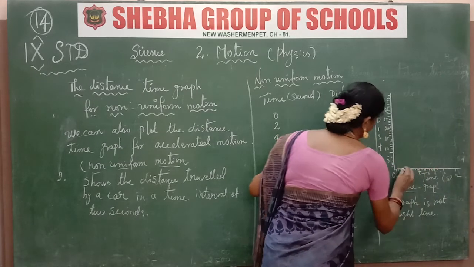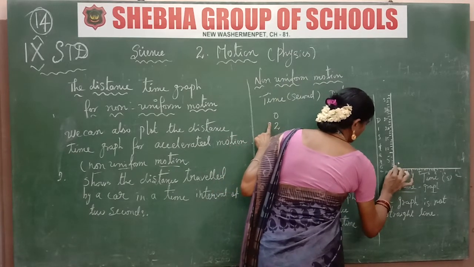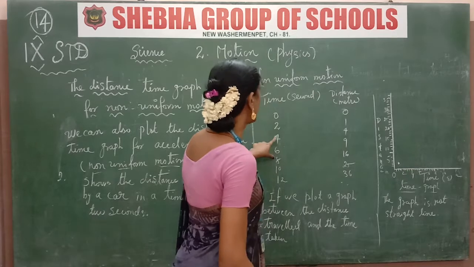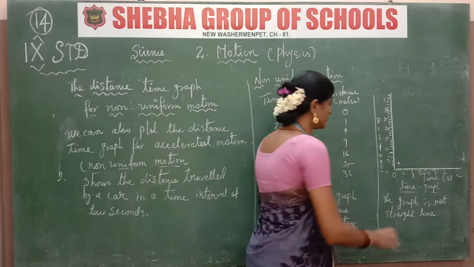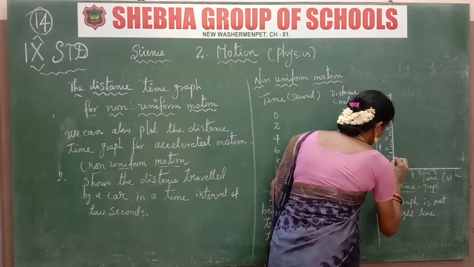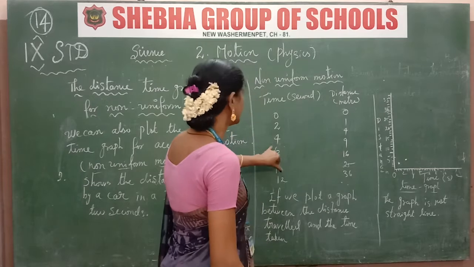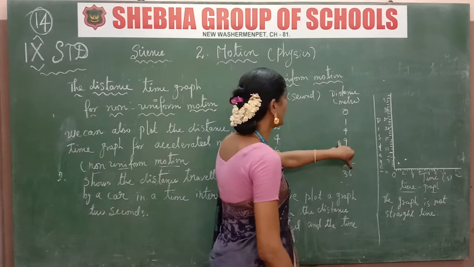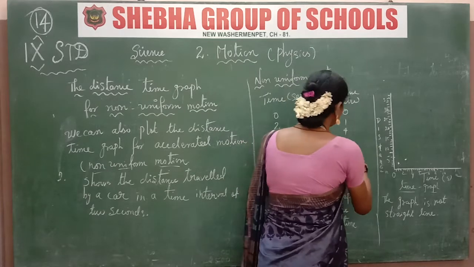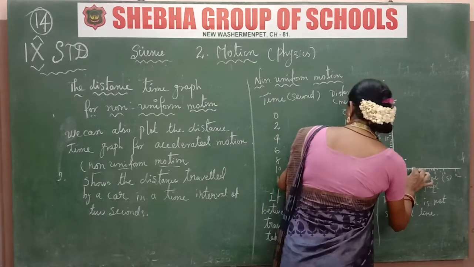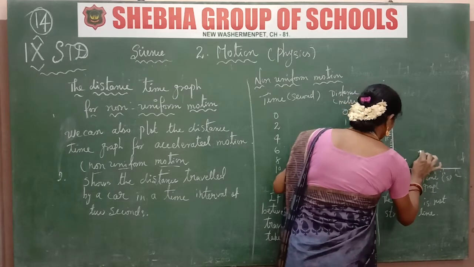8, 9, 10. Okay. 2 and 1, so this point is here. Okay, next 4 and 4: 4 seconds and 4 meters. Okay. Next 6 seconds and 9 meters. 9 meters travelled in 6 seconds by the car. So for 6 and 9, mark that point.